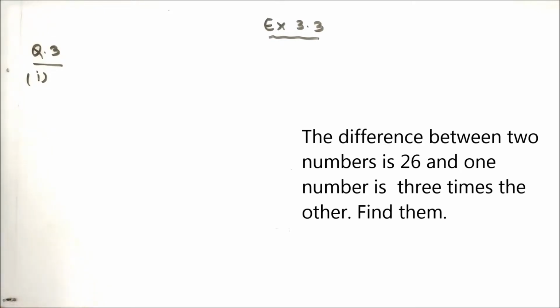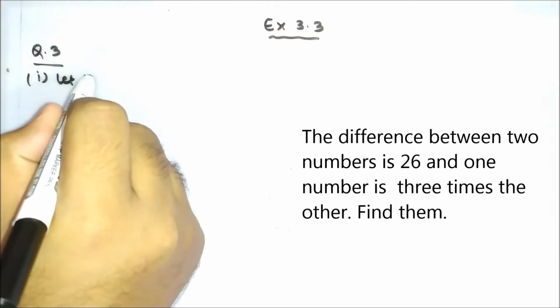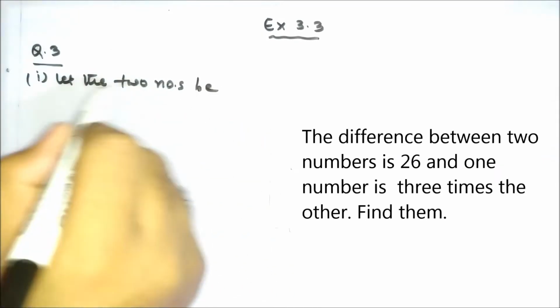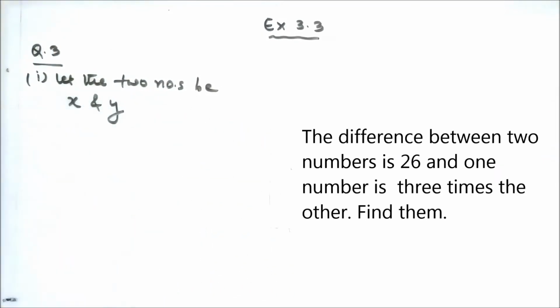So it is saying difference between two numbers and we have to find those two numbers. First of all, what we need to find, assume that to be variables. And the chapter name is what? Pair of linear equations in two variables. So we will assume them as different variables. So let the two numbers be x and y.